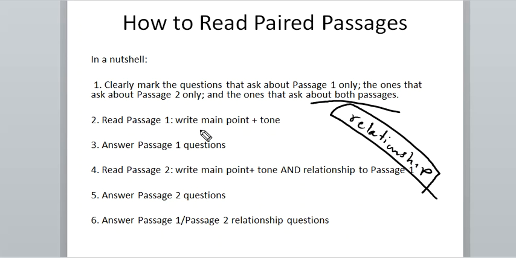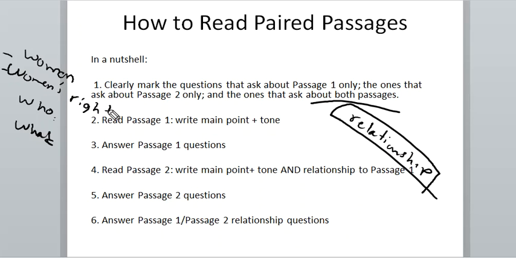Read passage 1, write main idea plus tone. So you have to decide what this passage is about. Remember, we ask who is it about and what is it about? What is it talking about, the subject? Okay. So who is it about? Maybe it's about women. What is it talking about women? Women's right to vote, for example.